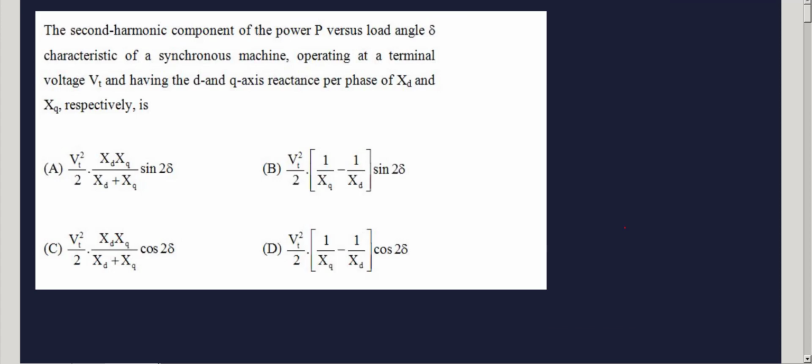Let's see the next question. The second harmonic component of the power versus load angle characteristic of the synchronous machine operating at terminal voltage, having the D axis and Q axis reactance. So we know that power for a salient pole machine equals EV by XD, the direct axis synchronous reactance, sine delta, plus V square by 2 into (1 by XQ minus 1 by XD) into sine 2 delta. So this is the first harmonic, this is the second harmonic.